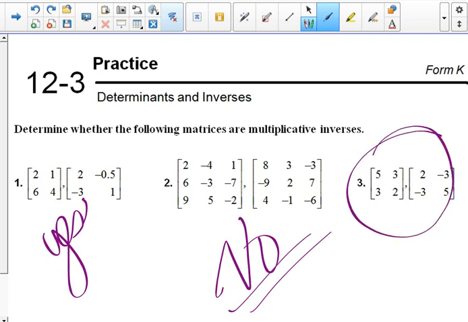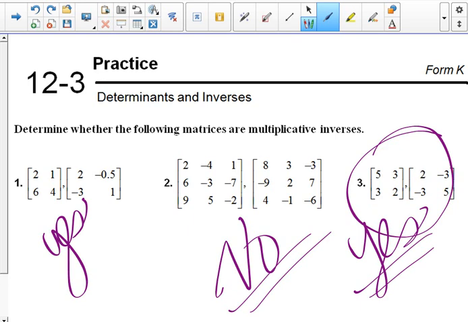So now I'm going to leave you with number 3. Do number 3 on your own real quick, and then we'll continue. And I'm going to pause the video again. So what do we get? Yes. So that's the correct answer. So good job. So there's one of those on the test.